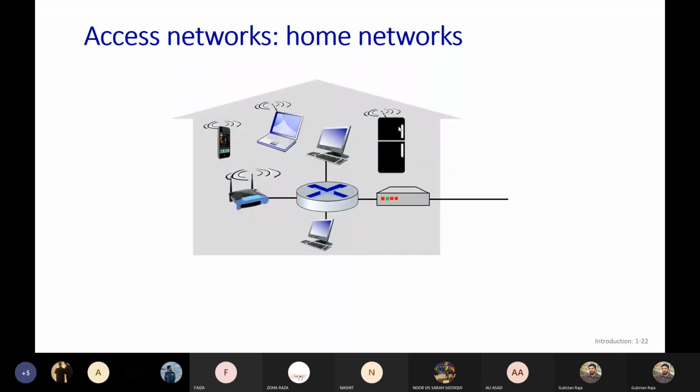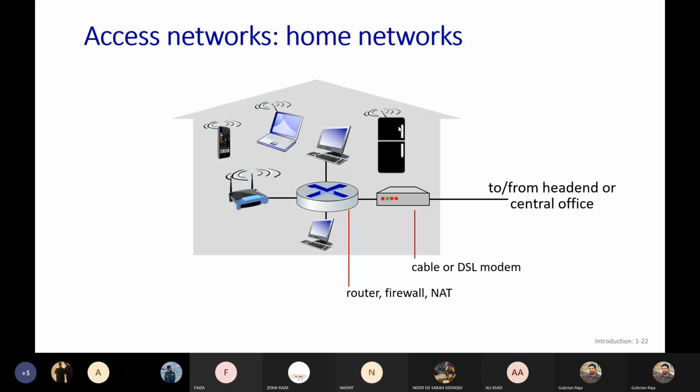So in home networks, we have a variety of devices. We have smart devices, and maybe we have a wired connection. We may have different devices. So this is an example of a home network, and this is going to the central office. We have a cable or DSL modem, then we have a router, a DSL router. We'll talk about this.